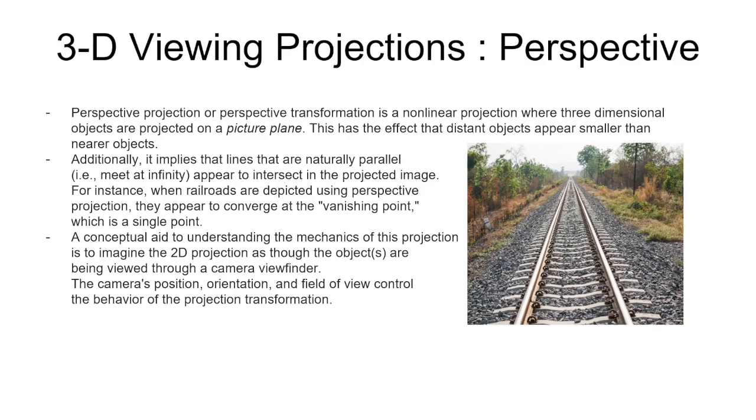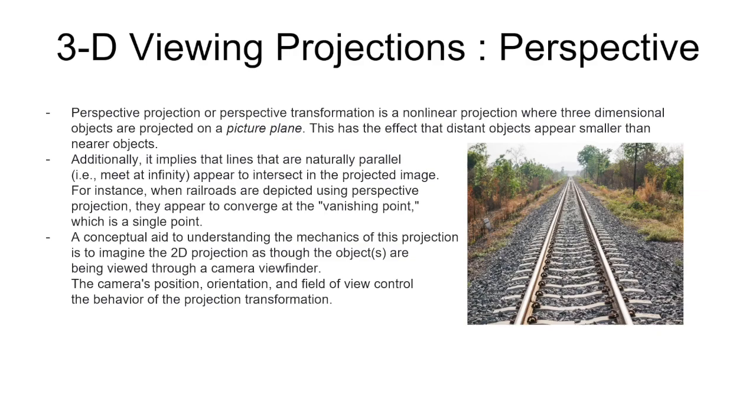So perspective projection, or perspective transformation, is a non-linear projection where three-dimensional objects are projected on a picture plane. This has the effect that distant objects appear smaller than nearer objects. This means if you're trying to capture an image from a camera, you're trying to capture a 3D image onto a 2D picture, or a 2D image. So this is all about the perspective, where you capture the elements of the 3D and you transform that and put it as a 2D image.